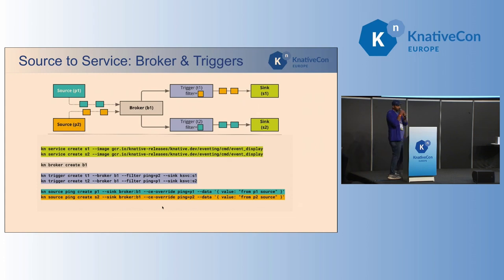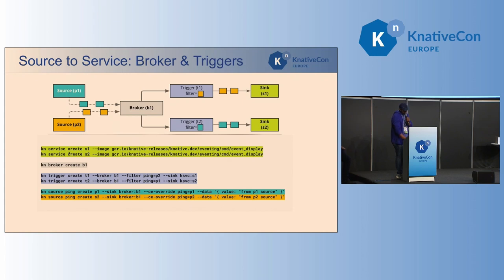Here is a quick example to give you a sneak peek of how you can achieve the diagram that's presented above using KN commands without writing a single YAML file. As you can see here, we are trying to build a couple of sources that are sending events to a broker, and then we have a couple of triggers which will be triggered based on a particular filter that we can embed in the cloud events itself. And then we have a couple of interested things that want to subscribe, that we want to land events to. So as you can see, we'll start from the left.